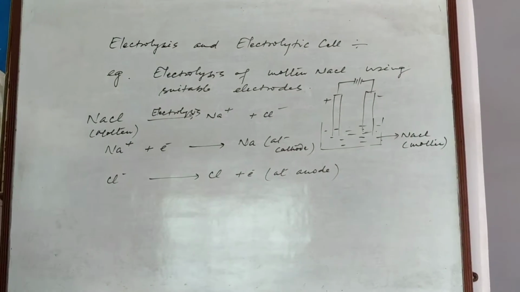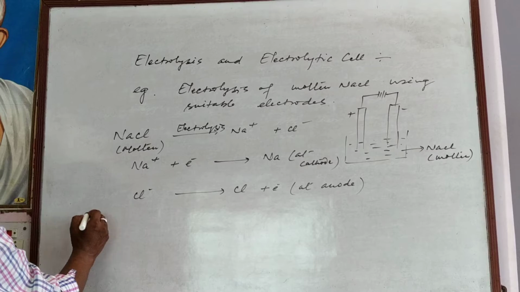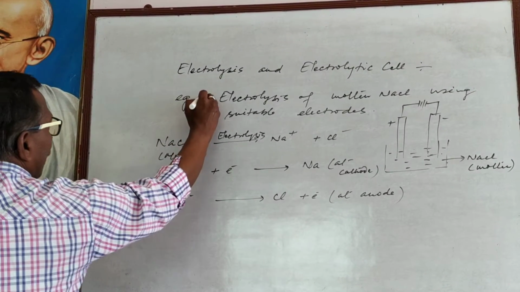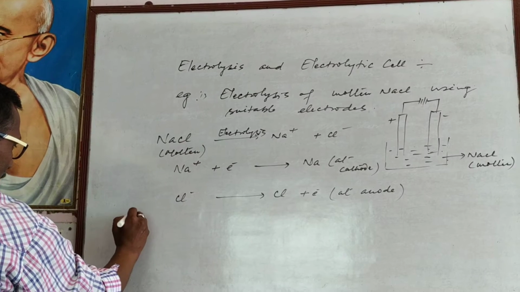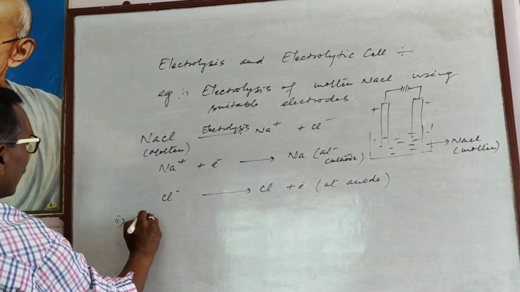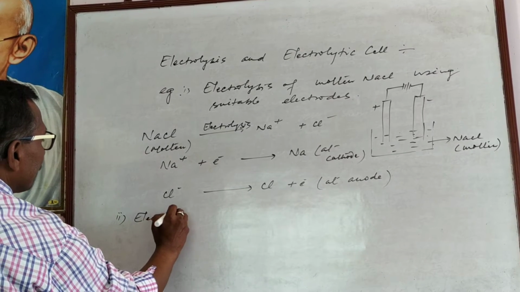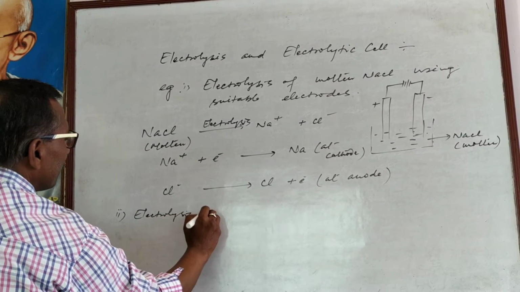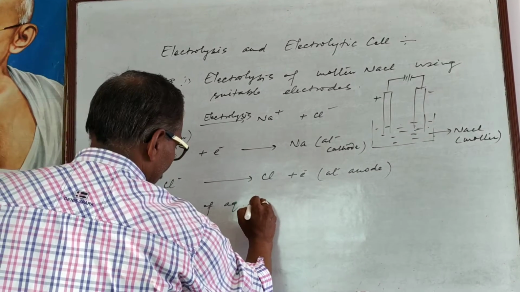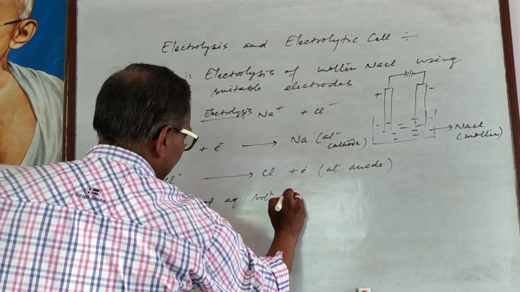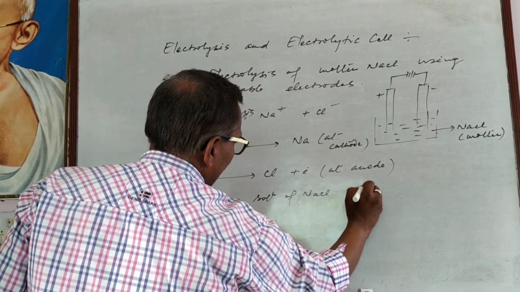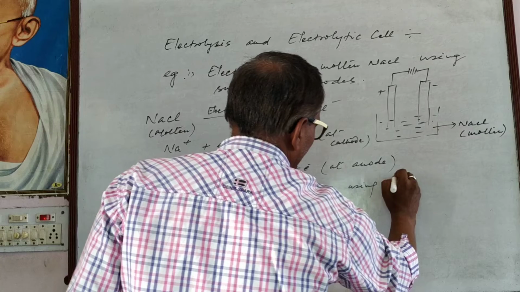Now we can have another example. Example number 2 is electrolysis of aqueous solution of NaCl using suitable electrodes.